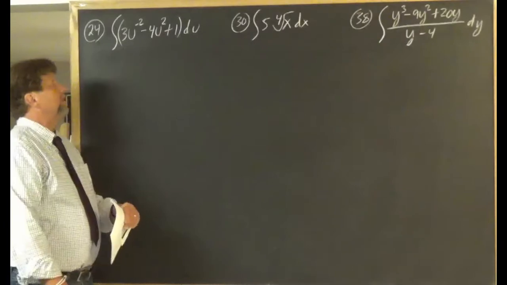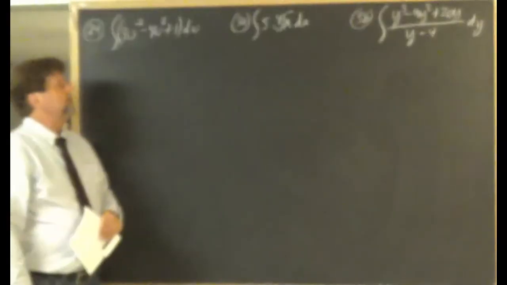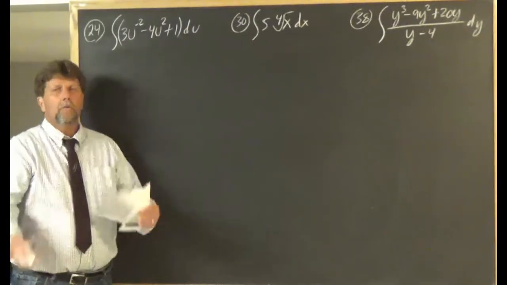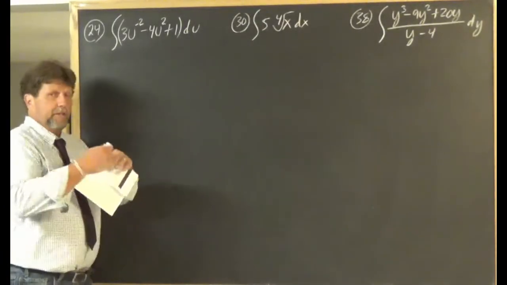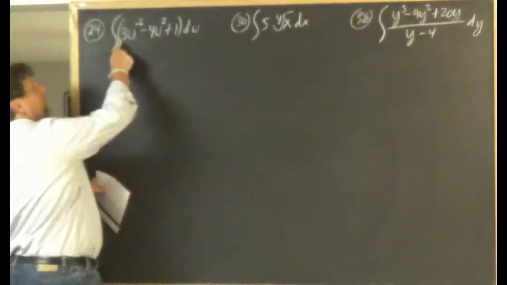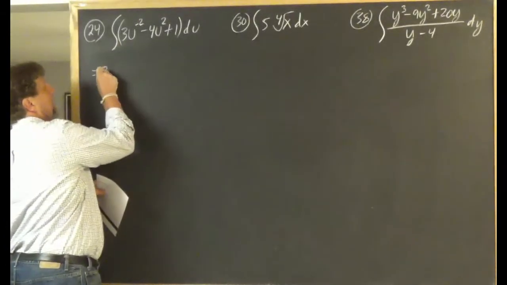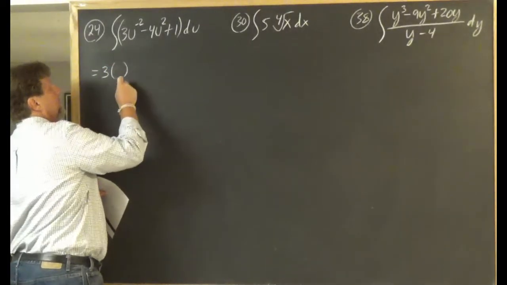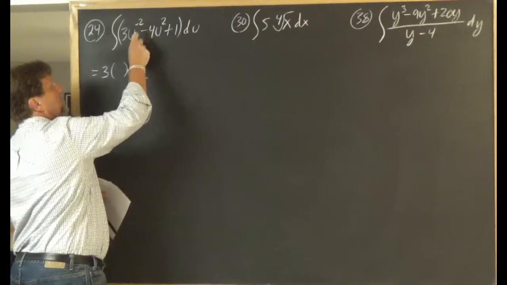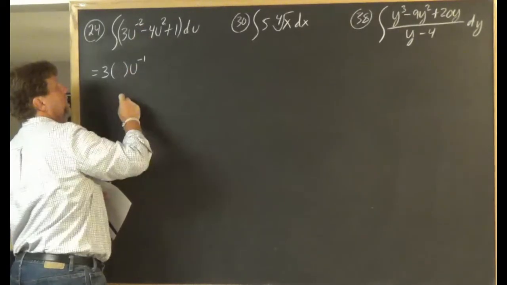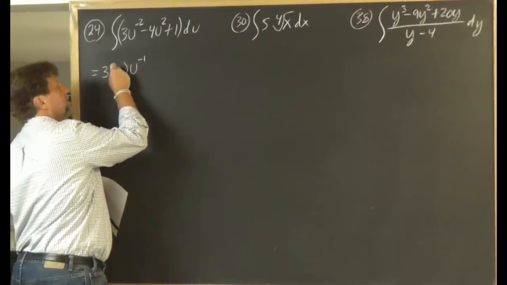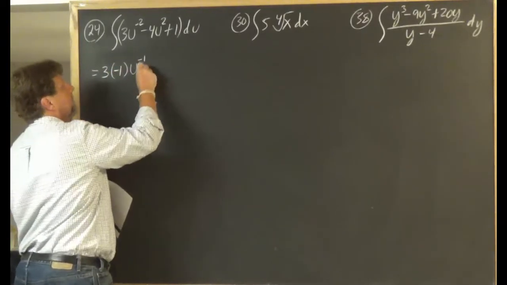All right, folks, at number 24, you were asked to integrate 3u to the negative second minus 4u squared plus 1 with respect to u. So I'm just going to do it term by term. I'm not writing in all those steps. So when I integrate 3u to the negative second, I have 3. Leave a little space. Use the power rule. So I add 1 to the exponent. Gives me a negative 1. The reciprocal of the new exponent comes in here. Well, the reciprocal of negative 1 is negative 1.